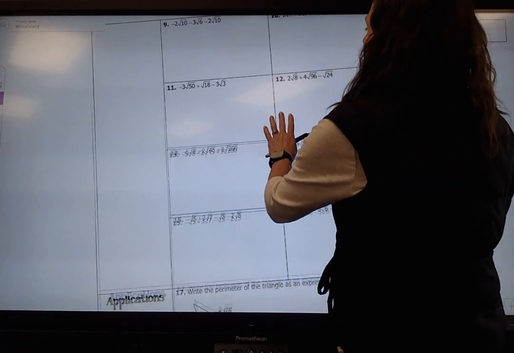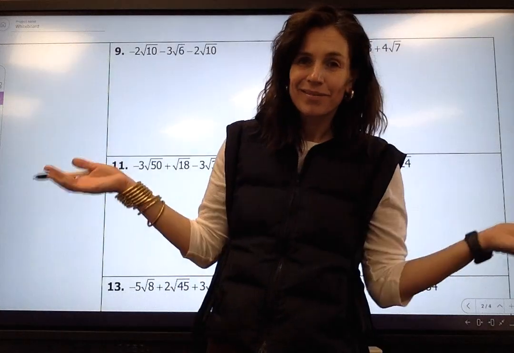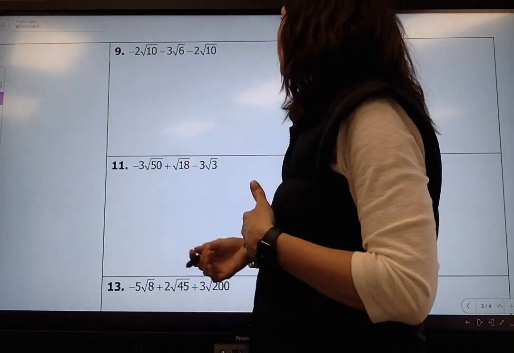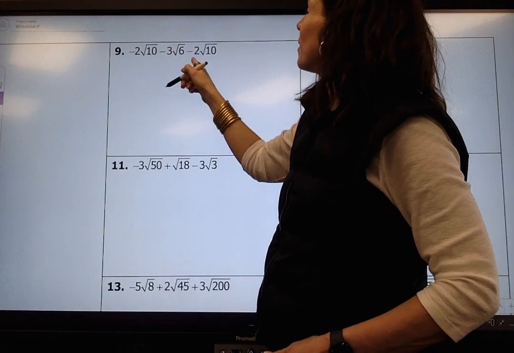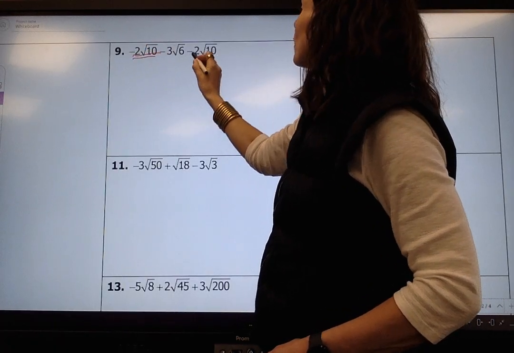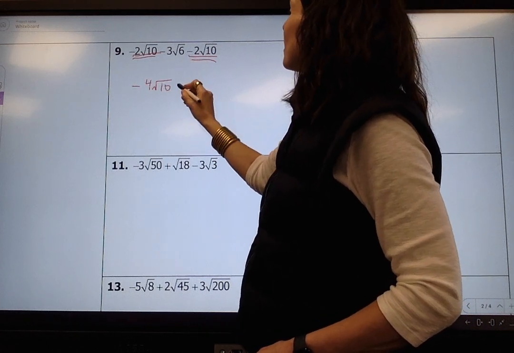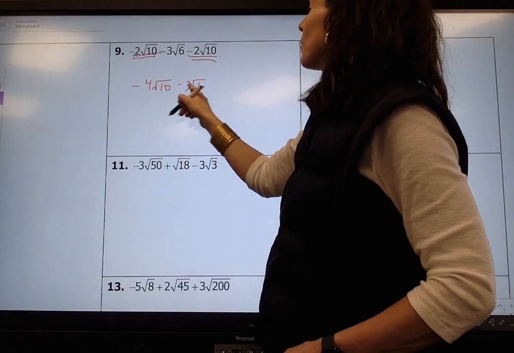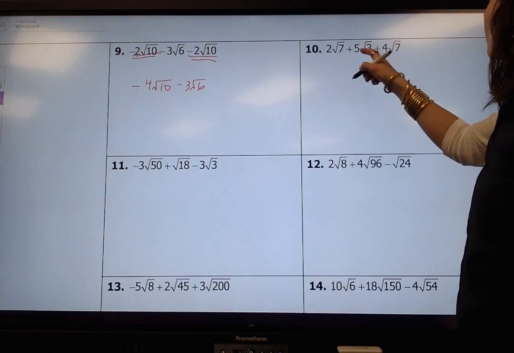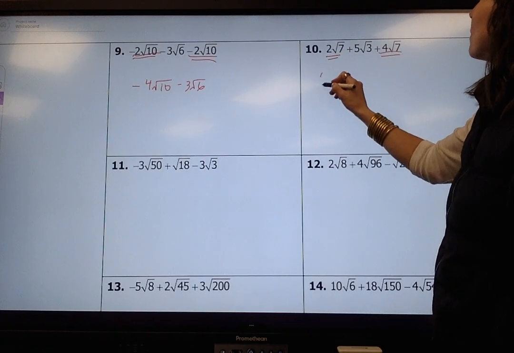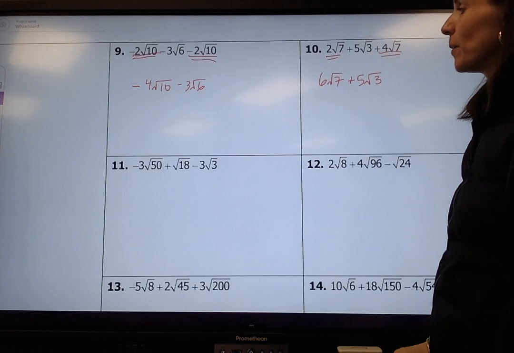And let's look at some of these. So even if you have 3 terms, remember, commutative property, you can add and subtract any way you want. So here, I can't break 10 down, but I can combine them. A negative 2 square root of 10 and a negative 2 square root of 10 is negative 4 square root of 10. And because I can't combine this, it just now becomes a binomial. It's 2 terms. You just keep them separated. Over here, same thing. I can combine these to be 6 square roots of 7, and then I have plus 5 square roots of 3 left.